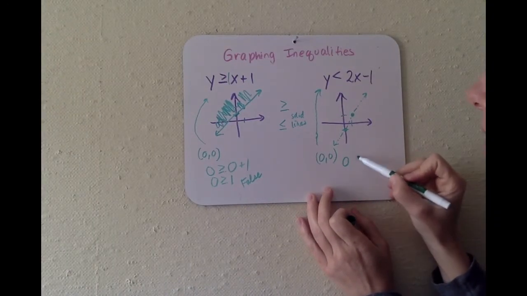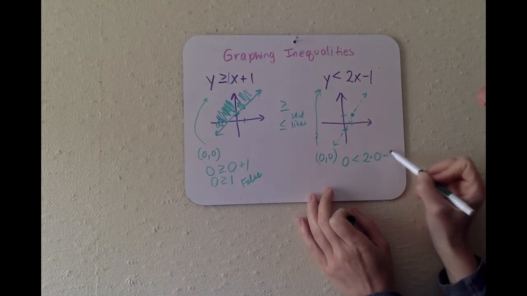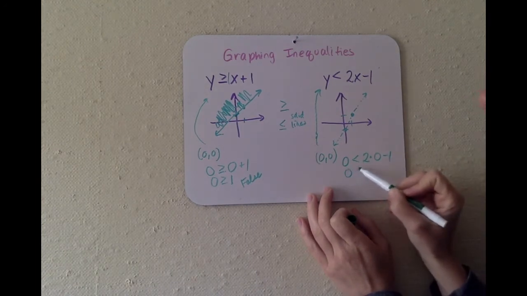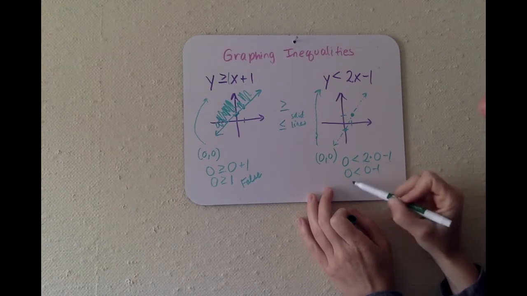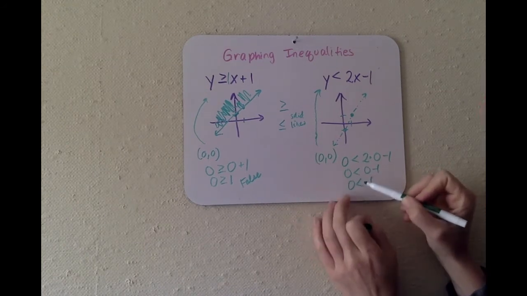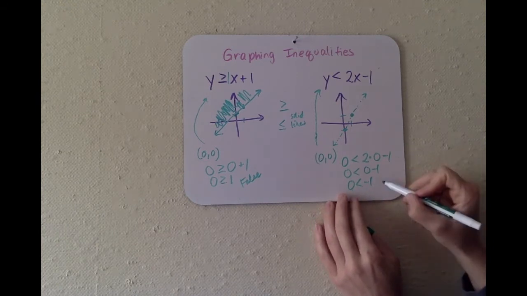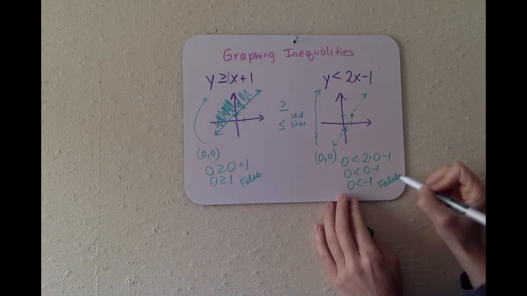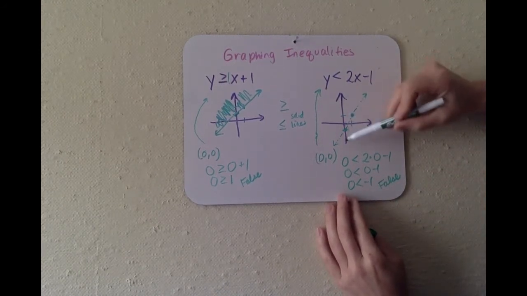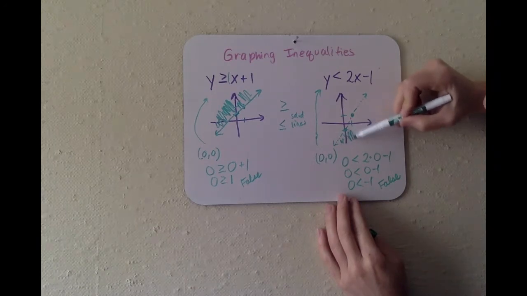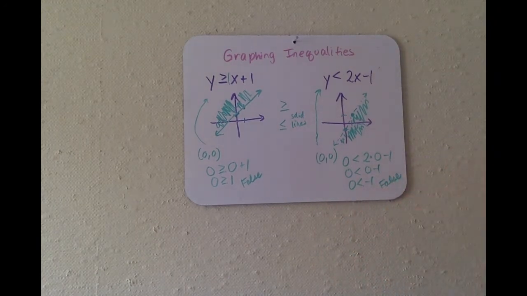We have 0 is less than 2 times 0 minus 1. 0 is less than 0 minus 1, 0 is less than negative 1. Is 0 less than negative 1? No, so this is false. So (0, 0) is not a solution, so I'm shading everything below. These are all the solutions.